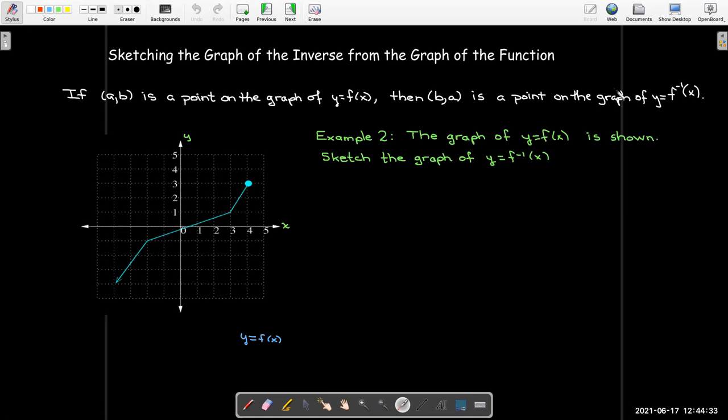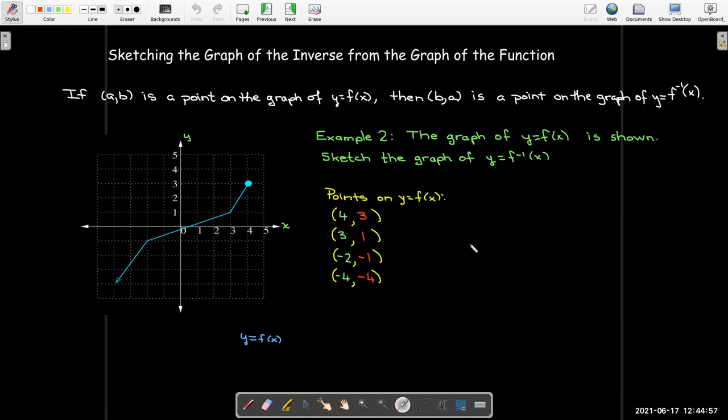So here in an example, I have the graph of a function. It has multiple pieces that are connected together. Two of the pieces are a line segment, and then the last piece is a ray. And we'd like to sketch the graph of f inverse. Well, the way we're going to do that is we're going to find some points that are on the graph of f of x. So I started here with 4 comma 3, moved over to 3 comma 1. I like to pick points where I don't have to do too much estimation. So this point here, negative 2 comma negative 1. And then at the arrow tip, we have negative 4 comma negative 4.